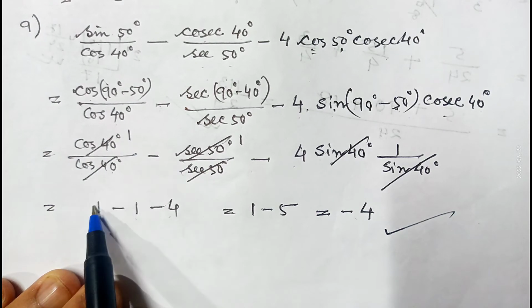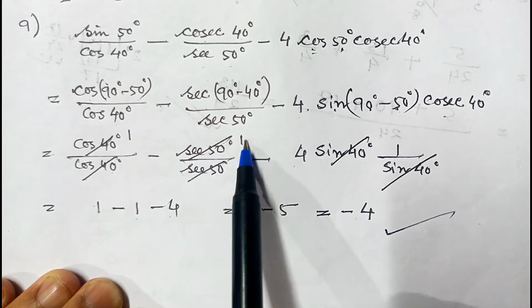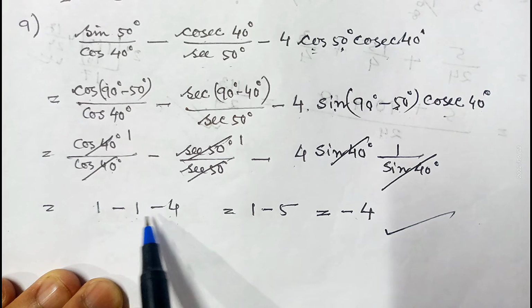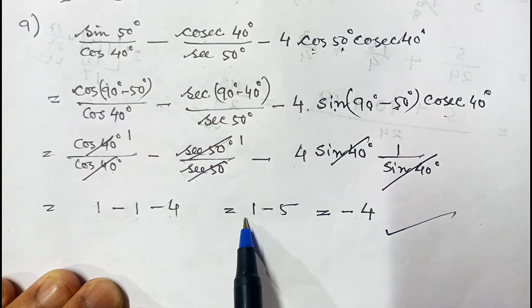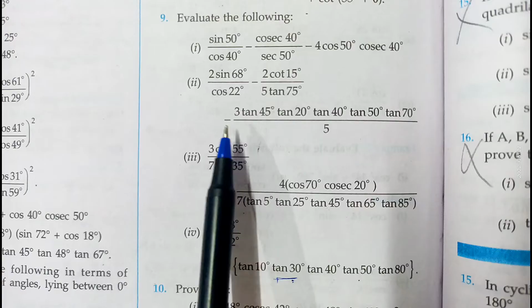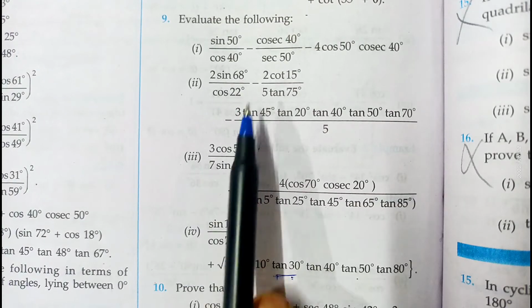From this part it will be 1 minus, from this part 1 minus 4. So 1 minus 1 minus 4 becomes minus 5. 1 minus 5 is minus 4, which is the required answer. I hope number 2 and 3 you can do it yourself.